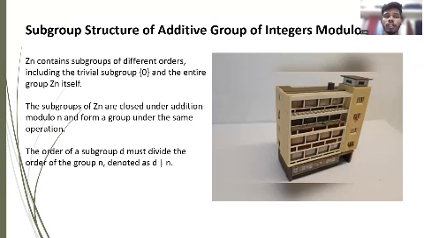The next topic is the subgroup structure of the additive group of integers modulo n. Zn consists of subgroups of different orders, including the trivial subgroup and the entire group Zn itself. The subgroups of Zn are closed under addition modulo n and form a group under the same operation. The order of a subgroup d must divide the order of the group n, denoted as d | n. The order of the group is n, and the subgroup order d must divide n.